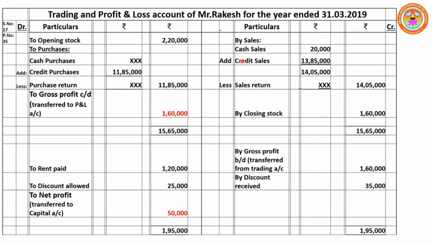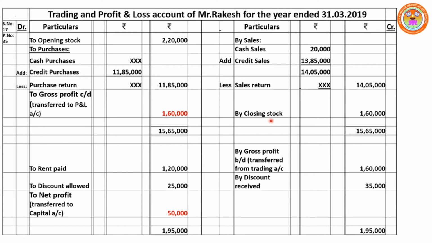Move on to credit side, by sales. Here also use this formula: cash sales plus credit sales minus sales return. Cash sales, in the question, cash sales value 20,000 is given. Add credit sales, which we found under total debtors account, 13,85,000. Add these to get 14,05,000. No sales return, so bring the amount to the outer column, 14,05,000.